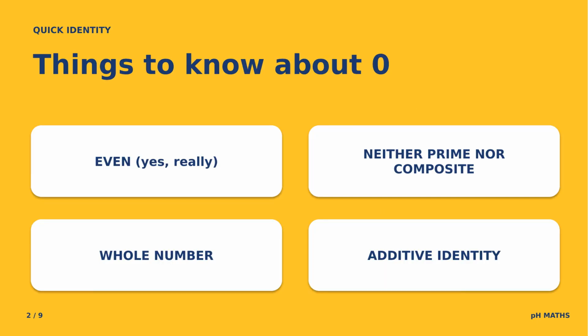Quick identity check. 0 is even. Yes, really. The definition of even is divisible by 2, and 0 divided by 2 is 0, with no remainder, so it's in. 0 is neither prime nor composite. It sits in its own category. It's a whole number, and it's the additive identity. Add 0 to anything, and that anything stays the same.